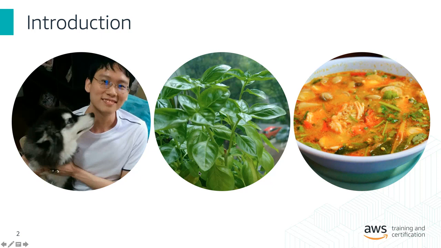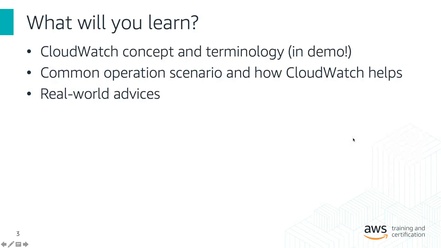The middle picture is my new hobby during the COVID time. Lately, I started to plant some herbs like basils and chilies. That is because during the COVID time, I started to cook more, and it's kind of hard to find nice ingredients for Thai food. So the one on the right is a dish called tom yum. If you have been to Thailand, that's probably one of the most famous dishes in Thailand. So I can use these herbs that I plant in the dishes that I cook. Okay, so that is about me.